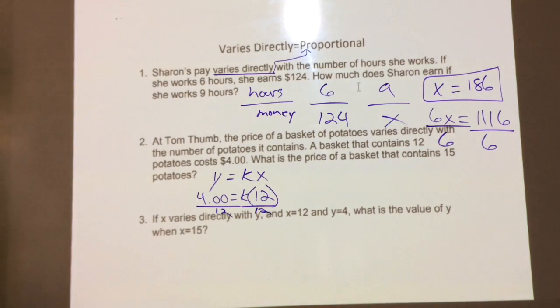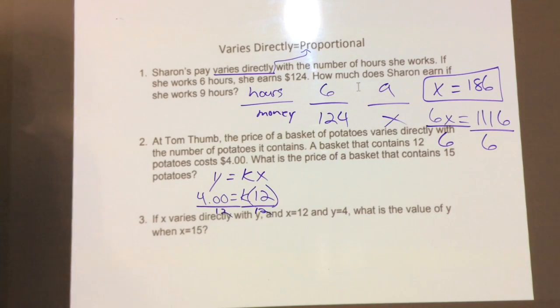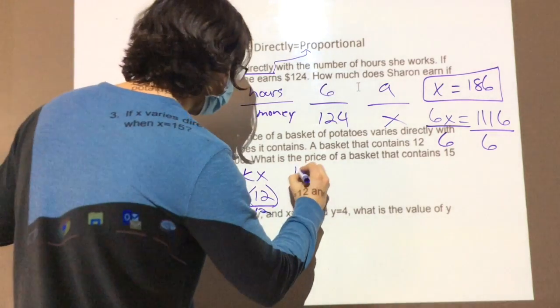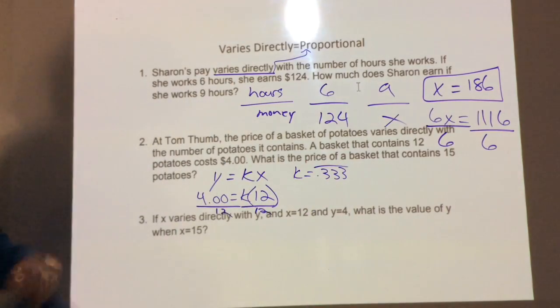What did you get? 3. So that would be 12 divided by 4. We're doing 4 divided by 12. Rosie, what'd you get? 0.3 repeating. So essentially what we're saying is that it costs 33 cents per potato. Does that make sense? So k is equal to 0.333 repeating.